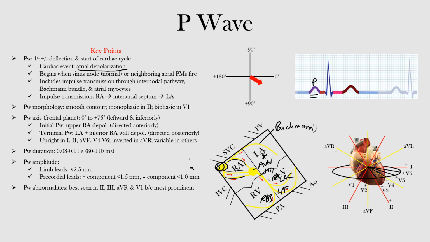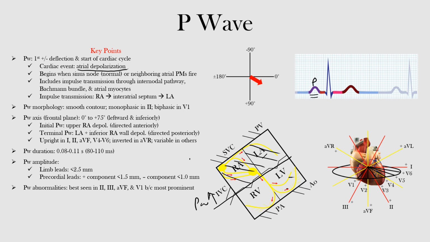So let's just clear this up again. And what we're saying here is that the P wave represents atrial depolarization, so we're looking at everything above the ventricles, okay? That's what our P wave represents, and it's depolarizing this area here, okay? And it also includes that transmission through the Bachmann bundle and the atrial myocytes. Now the impulse transmission, let's just erase this here, goes from the right atrium to the interatrial septum and then to the left atrium, okay?